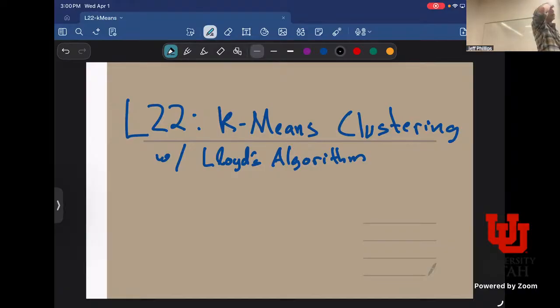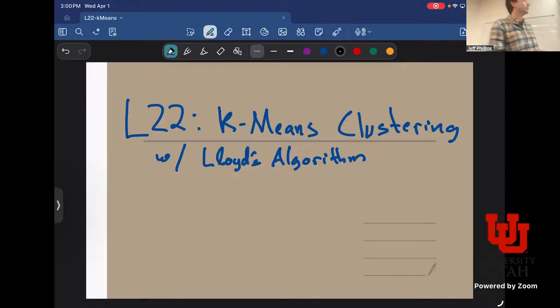So I'm just curious, of those who's here, who thinks they've seen Lloyd's algorithm before. Okay, great. It always changes over the years, who knows what's well known coming into the class. So great, so hopefully this is new for everyone.